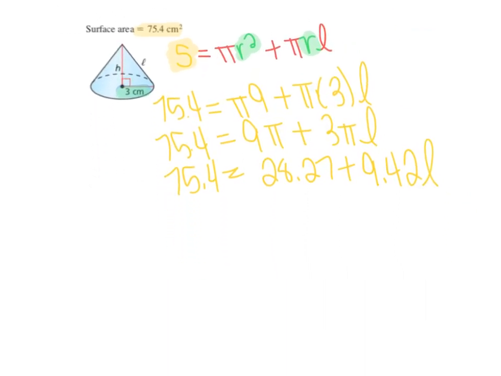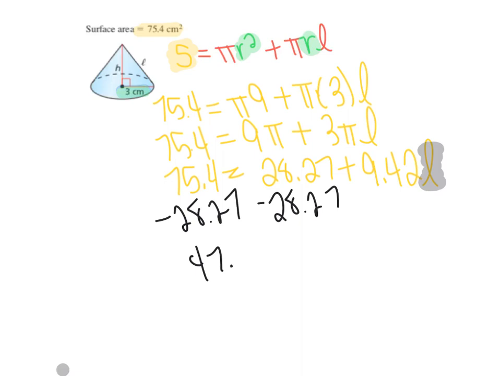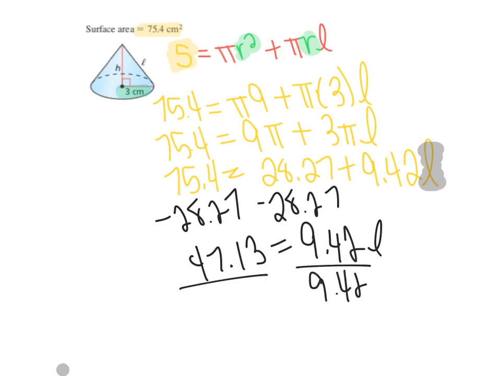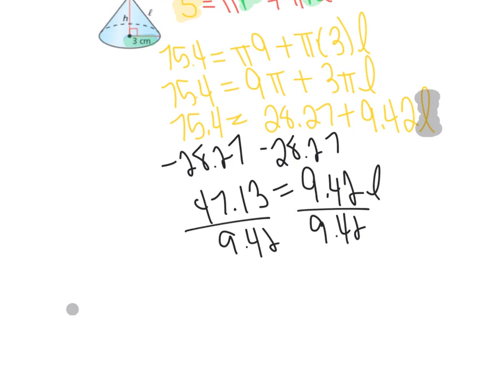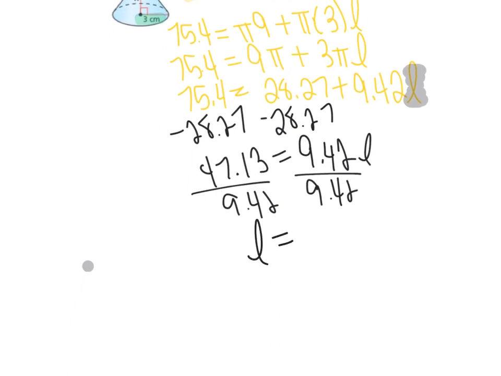As we think about this, we're trying to get our slant height all by itself. That's just a two-step equation right now, so we just need to subtract 28.27 from both sides, and we get 47.13 equals 9.42 times the slant height. If we divide both sides by 9.42, it's very, very close to 5. We're going to call it 5 because it's thousandths of 5. So our slant height is 5.